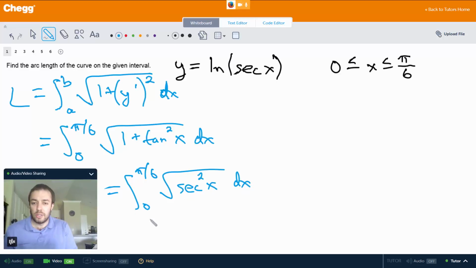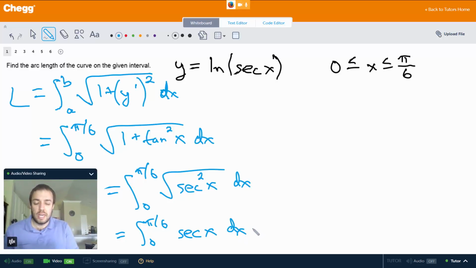Now we have the square root of secant squared of x, so we have the integral from 0 to pi over 6. Now the square root of secant squared, technically speaking, is going to be the absolute value of the secant of x, and then dx. But because we're on the interval from 0 to pi over 6, secant of x is always positive anyway, so we don't have to worry about the absolute value signs. You may be wondering, why did I even mention it? It's because I want to make sure you keep that in mind, because you might be on an interval where that actually matters. So you want to be very careful about that.